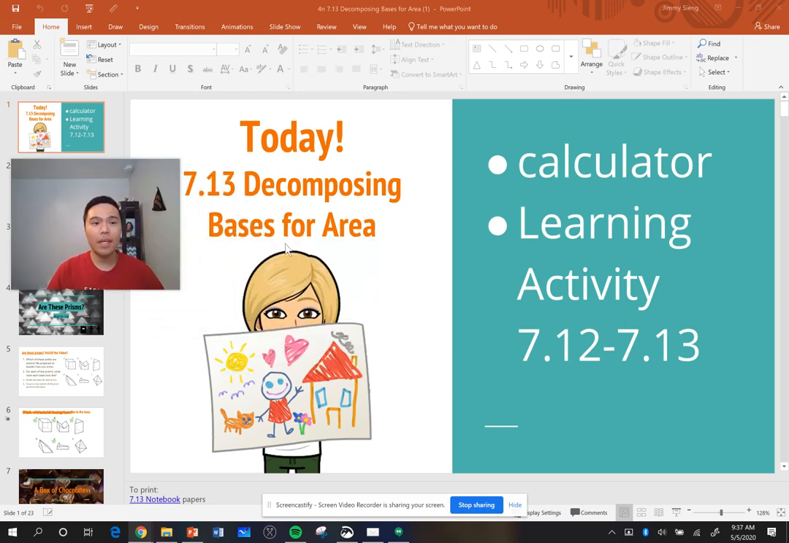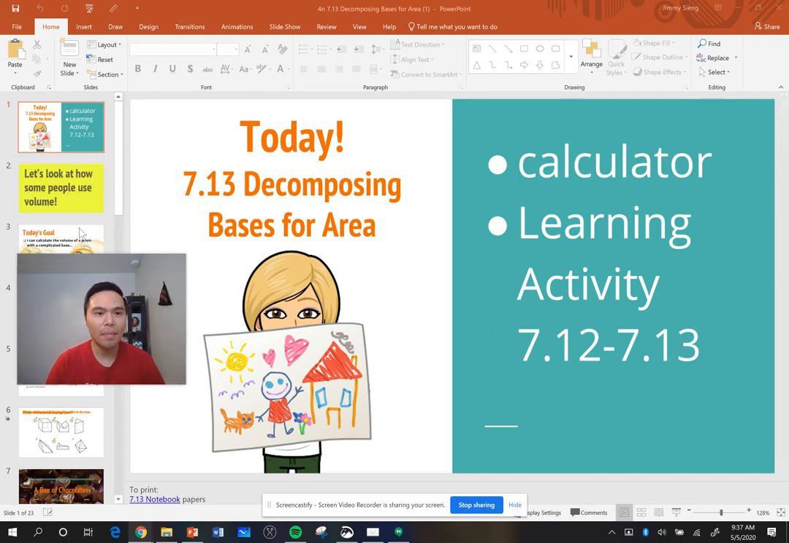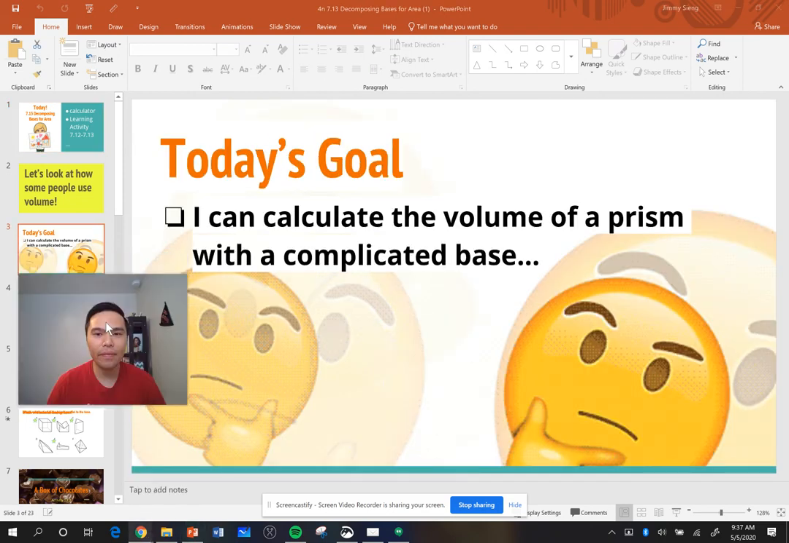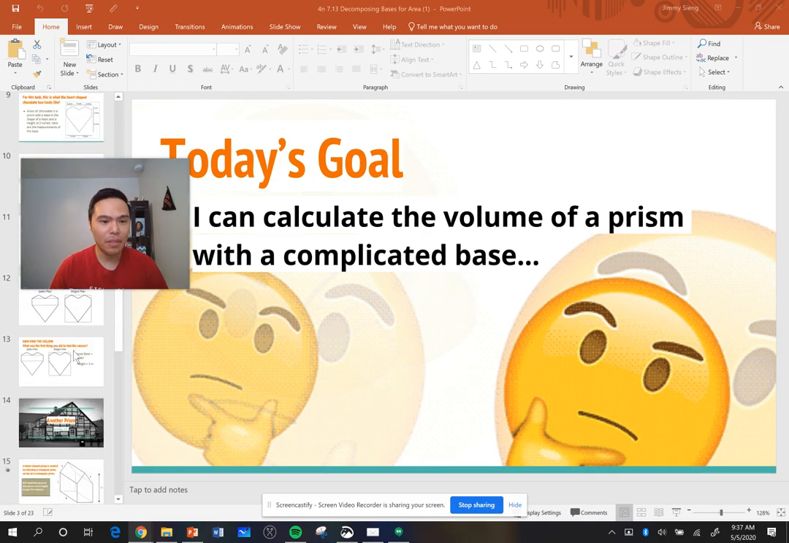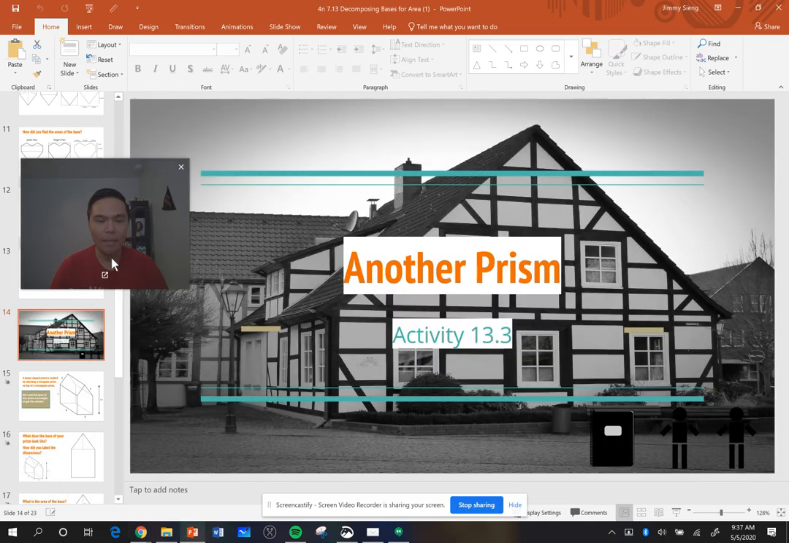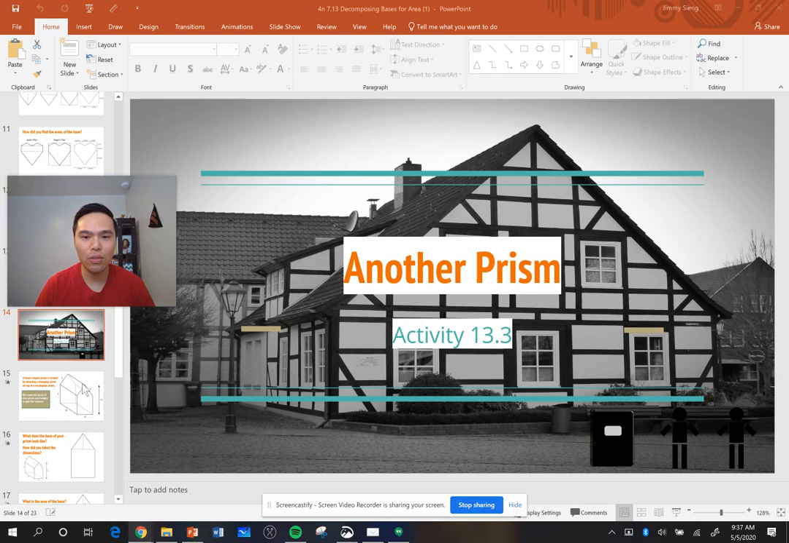Hey students, I wanted to spend another day on yesterday's lesson just so we get extra practice in. I think these are pretty important concepts, especially mathematically. But again, we're still going to be learning about volume of a prism of a complicated base. This time we're going to do the next learning activity, the prism with the house. I know I cut it off from yesterday, but I think today would be a good day to do the second part and break it up.